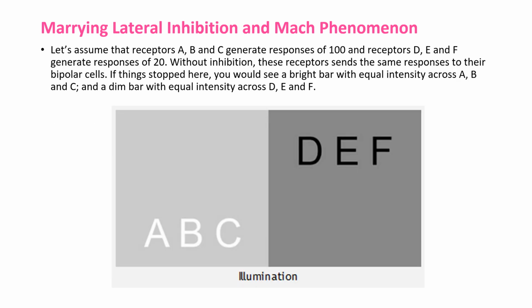Let's assume that receptors A, B and C generate responses of 100 and receptors D, E, and F generate responses of 20. Without inhibition, these receptors send the same responses to their bipolar cells. If things stopped here, you would see a bright bar with equal intensity across A, B and C, and a dim bar with equal intensity across D, E, and F.